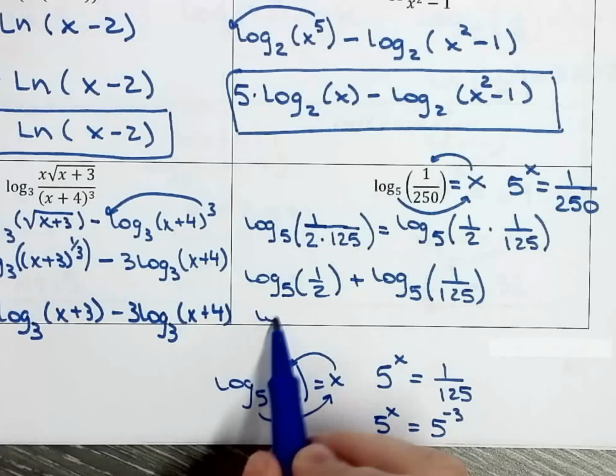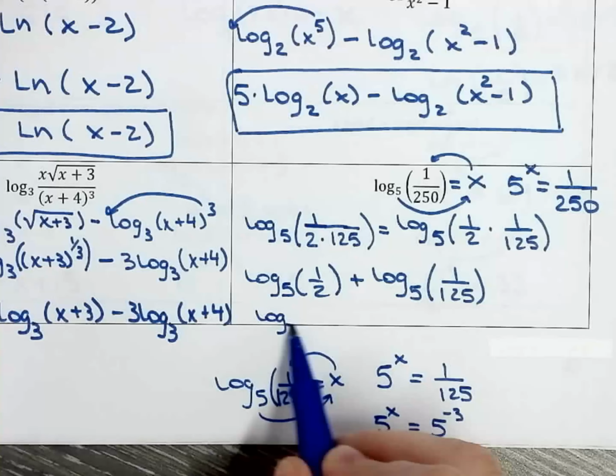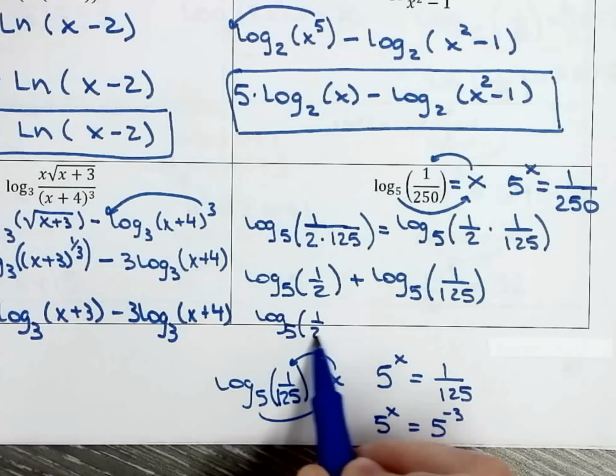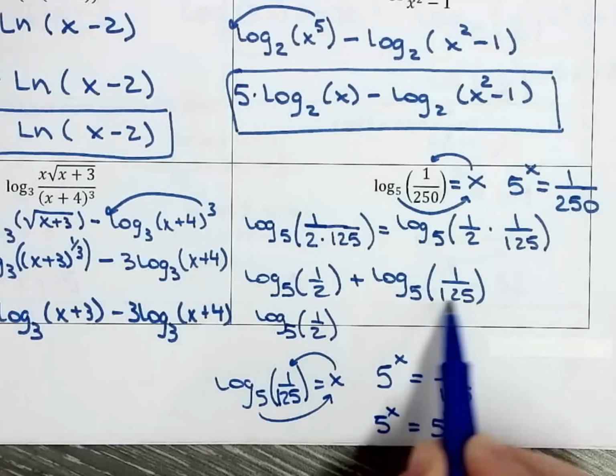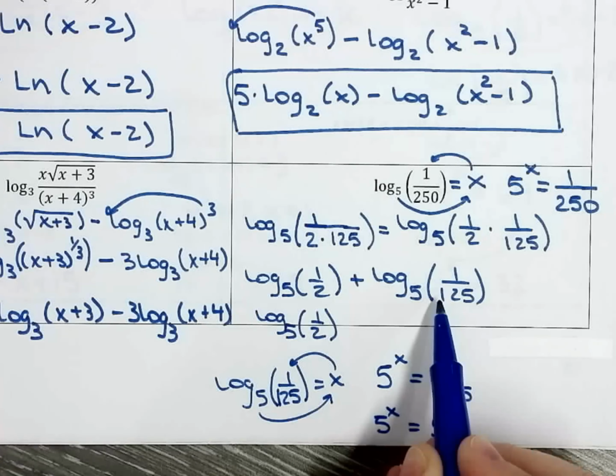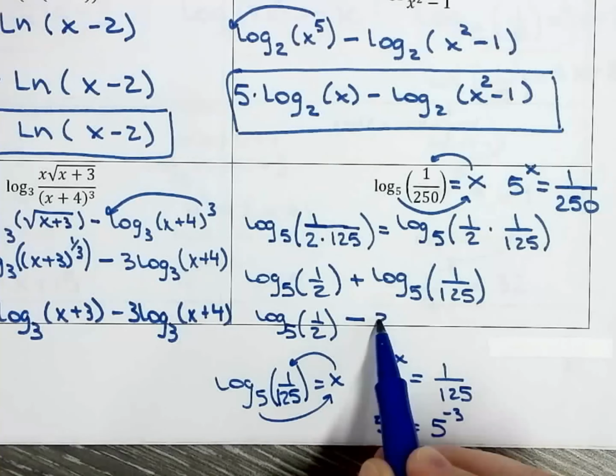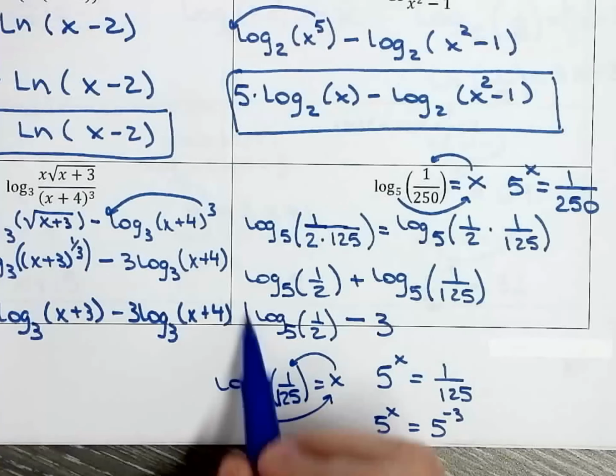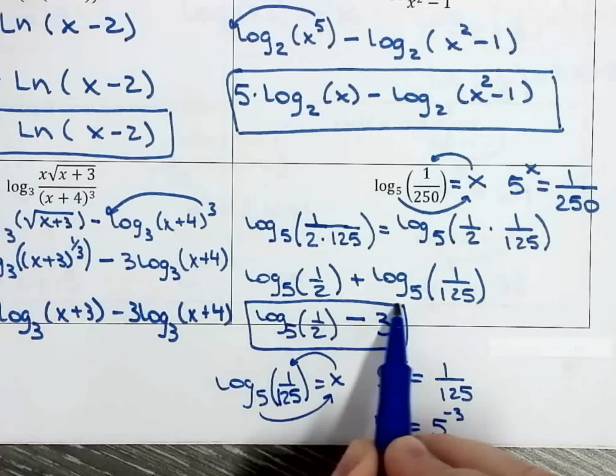Okay? So I have finally log base 5 of 1 over 2 plus, this equals -3, so -3. And that's all I can do to simplify this one.